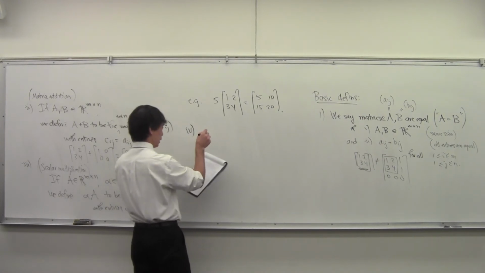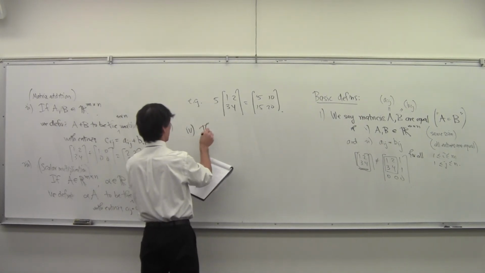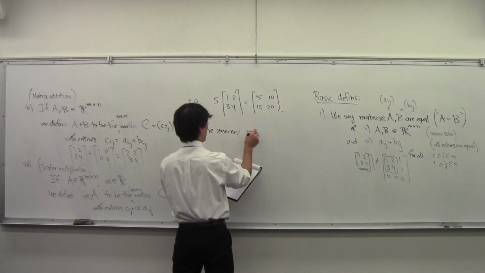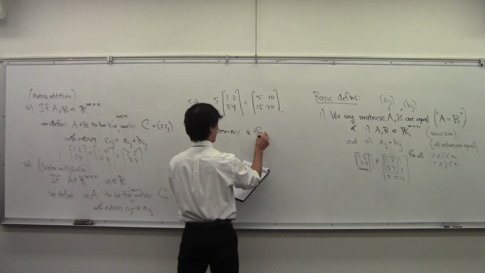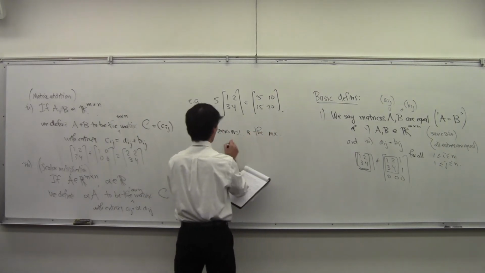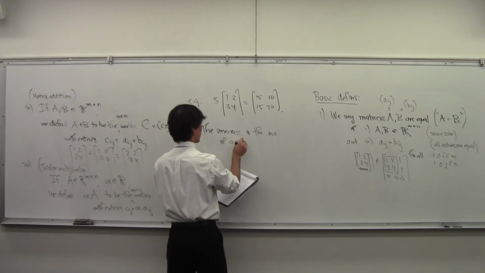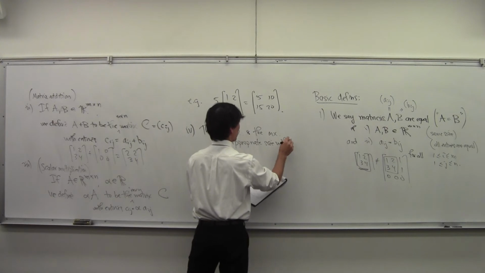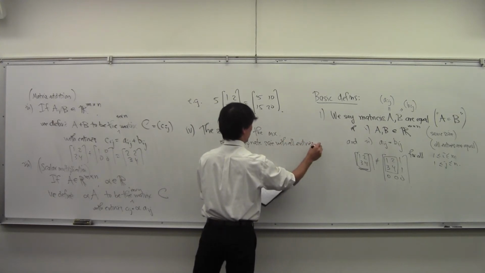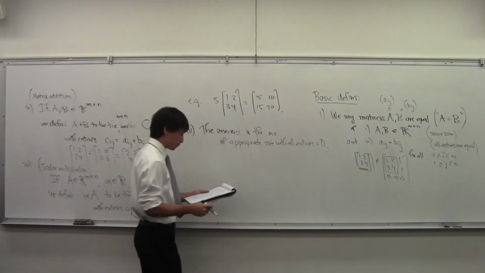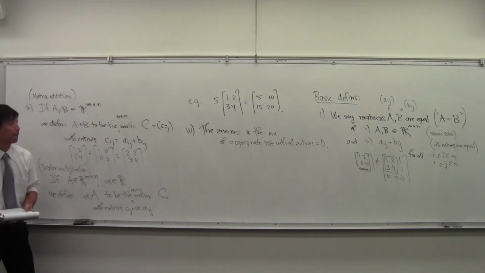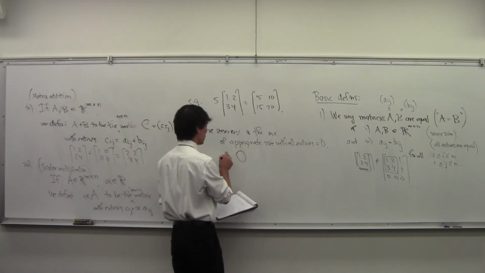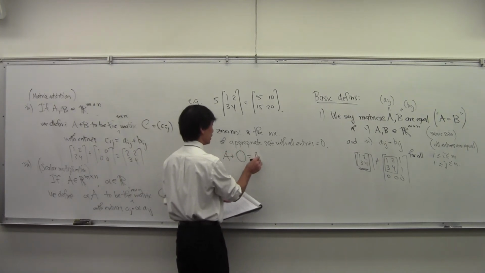Number 4, the zero matrix. The zero matrix is the matrix of the appropriate size with all entries equal to 0. So you have some sort of zero matrix where A plus the zero matrix is still going to be A.